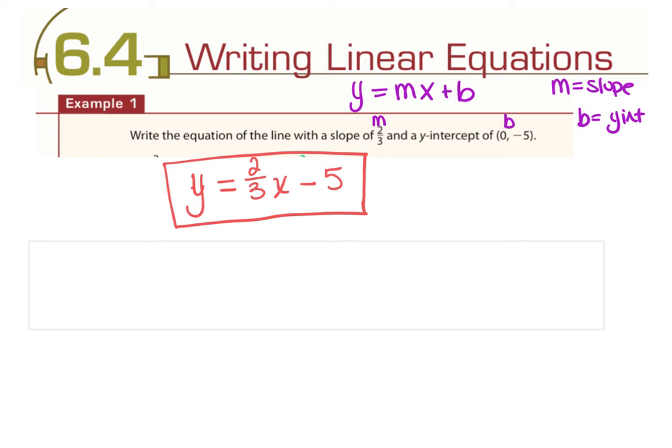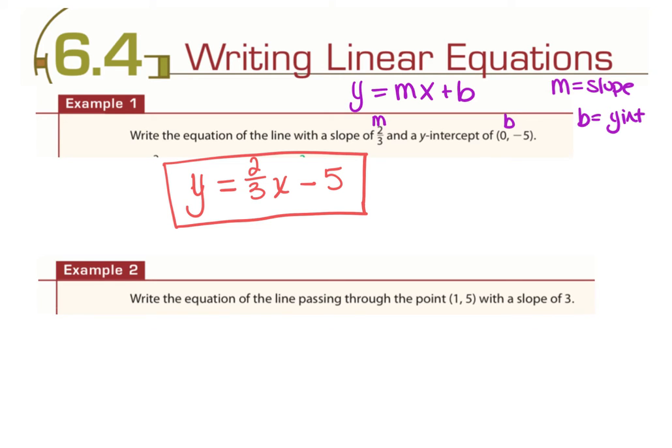The next example is a little bit different. It says, write the equation of the line passing through the point (1, 5) with a slope of 3. Is (1, 5) an intercept? How do I know it's not an intercept? It doesn't start with a 0 or end with a 0. That would be my x-intercept, but 0 something is my y-intercept. This guy is not a y-intercept. It is just a coordinate on my line.